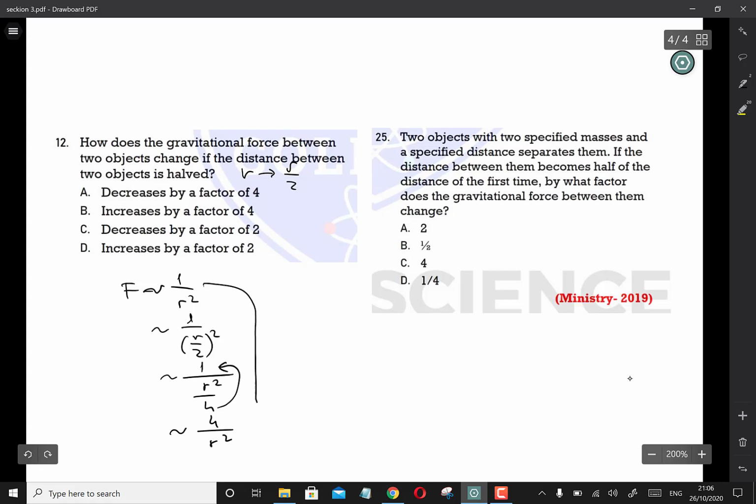So compare these two now. This is multiplied by 4. That's why force increases by a factor of 4. Increases by a factor of 4.